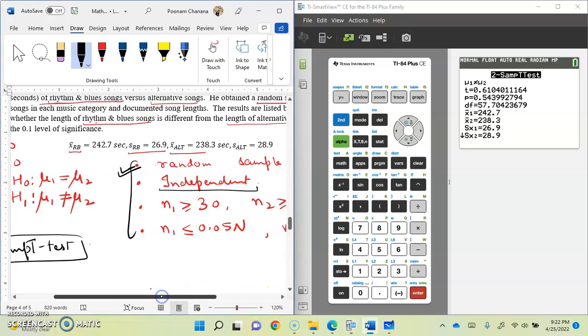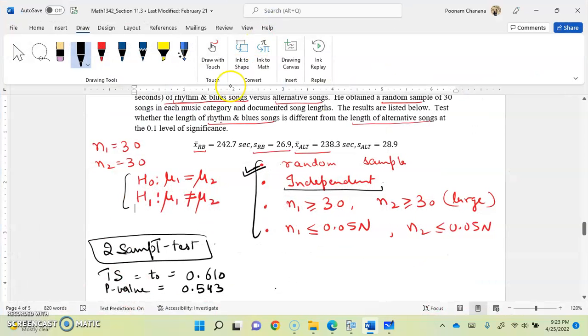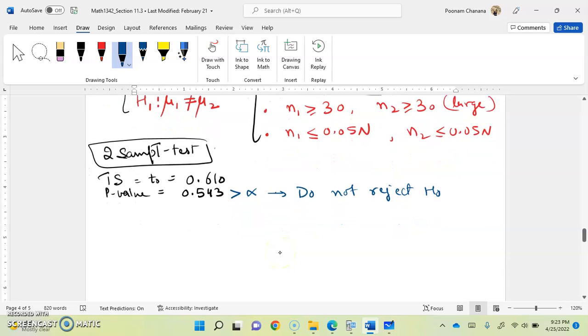So this is what we get. Let's note down our results. We have test statistic t naught equal to 0.610 and P-value equal to 0.543. What's given? The level of significance is 0.1, so alpha is 0.1. And you can clearly see here the P-value is more than alpha. So that tells me do not reject H naught. So that is good enough for telling the decision.